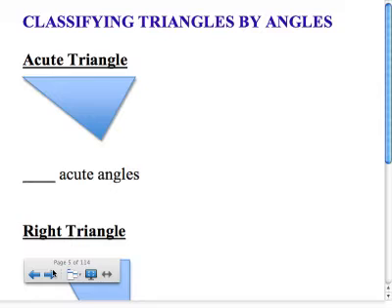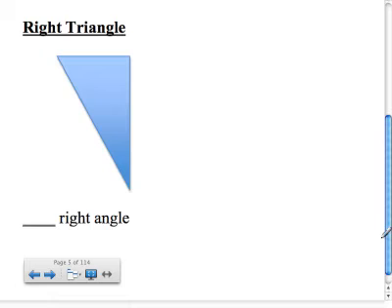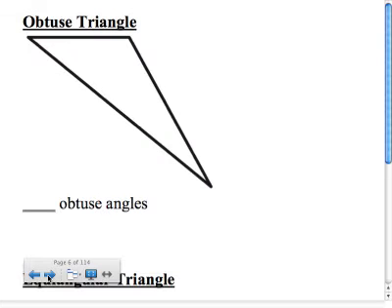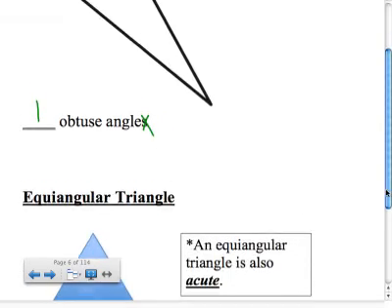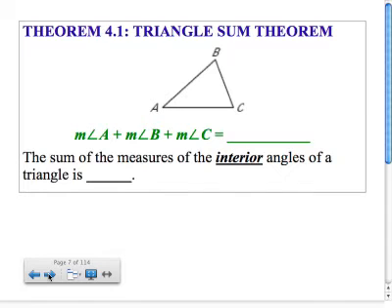An acute triangle has all acute angles, so 3 acute angles. I know I'm going through this quickly, but the assumption is that you're already familiar with this. A right triangle has 1 right angle. An obtuse triangle has 1 obtuse angle. There's only 1 obtuse angle. And finally, an equiangular triangle has 3 congruent angles. Notice an equiangular triangle is also acute. Really, in an equiangular triangle, each angle has to be 60 degrees. 180 divided by 3 is 60. Okay, so that's how you classify triangles.